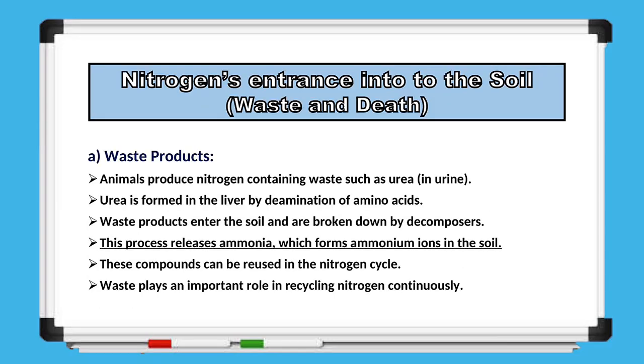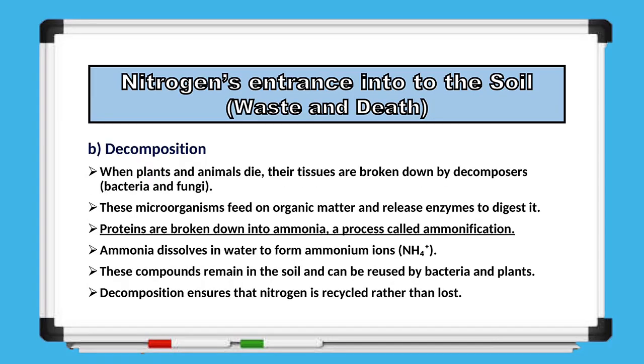The cycle begins when nitrogen enters the soil through the waste products of animals and the remains of dead plants and animals. Animals produce nitrogen-containing waste such as urea in their urine. When this waste enters the soil, decomposers break it down, releasing ammonia, which dissolves in water to form ammonium ions. Similarly, when plants and animals die, bacteria and fungi decompose their tissues. During this process, proteins are broken down into ammonia in a process called ammonification. The ammonia then forms ammonium ions in the soil. This decomposition is essential because it recycles nitrogen instead of allowing it to be lost from the ecosystem.